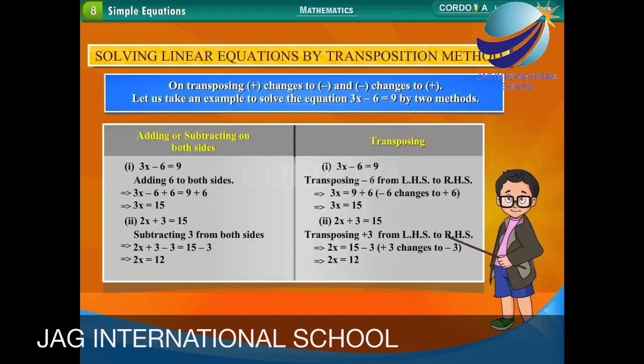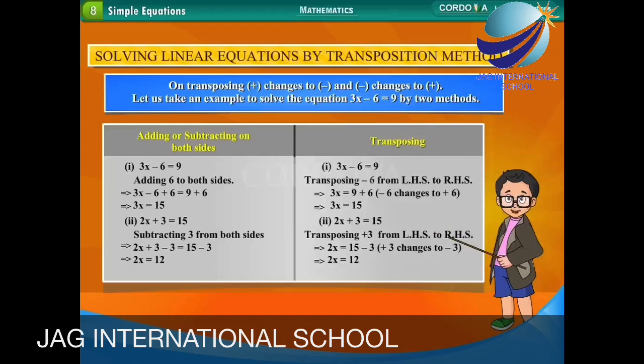Transposing. 3x minus 6 is equal to 9. Transposing minus 6 from LHS to RHS. This implies 3x is equal to 9 plus 6. Minus 6 changes to plus 6. This implies 3x is equal to 15.